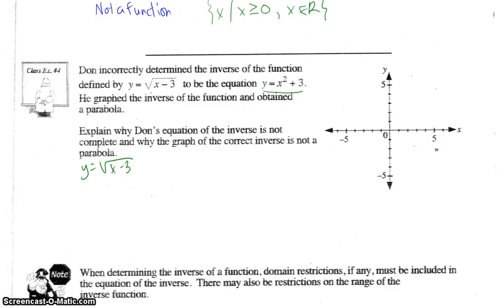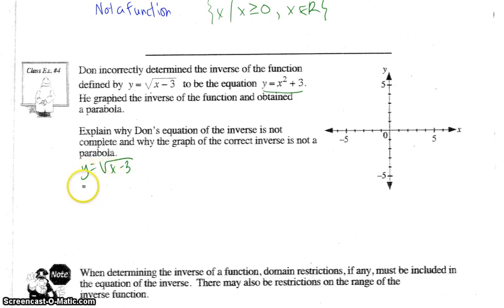Okay, part two, lesson 7. We're working on why Don messed up this inverse. Okay, so let's see if we are going to get the same thing Don did by finding the inverse of the equation y equals the root of x minus 3.